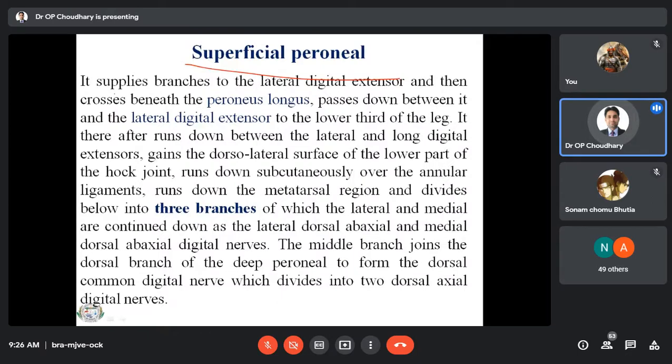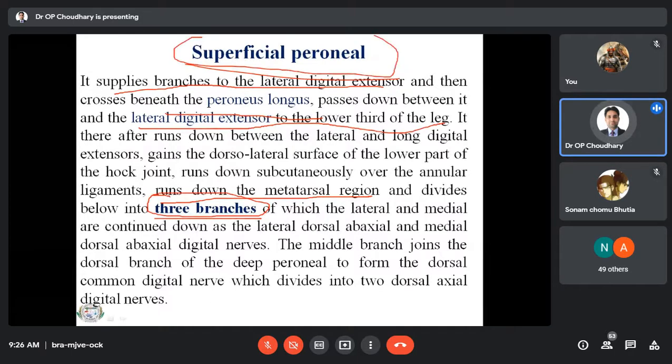So the superficial peroneal supplies the lateral distal extensor, then peroneus longus. It passes between the lateral distal extensor and the lower third of the leg. An important thing is that it runs over the metatarsus region because it is present over the dorsal aspect of the limb, and it will divide into three branches. Very, very important: you have to recall that after passing through the lateral distal extensor and peroneus longus, the superficial peroneal nerve reaches the metatarsus region and divides into three branches, and these three branches continue down.